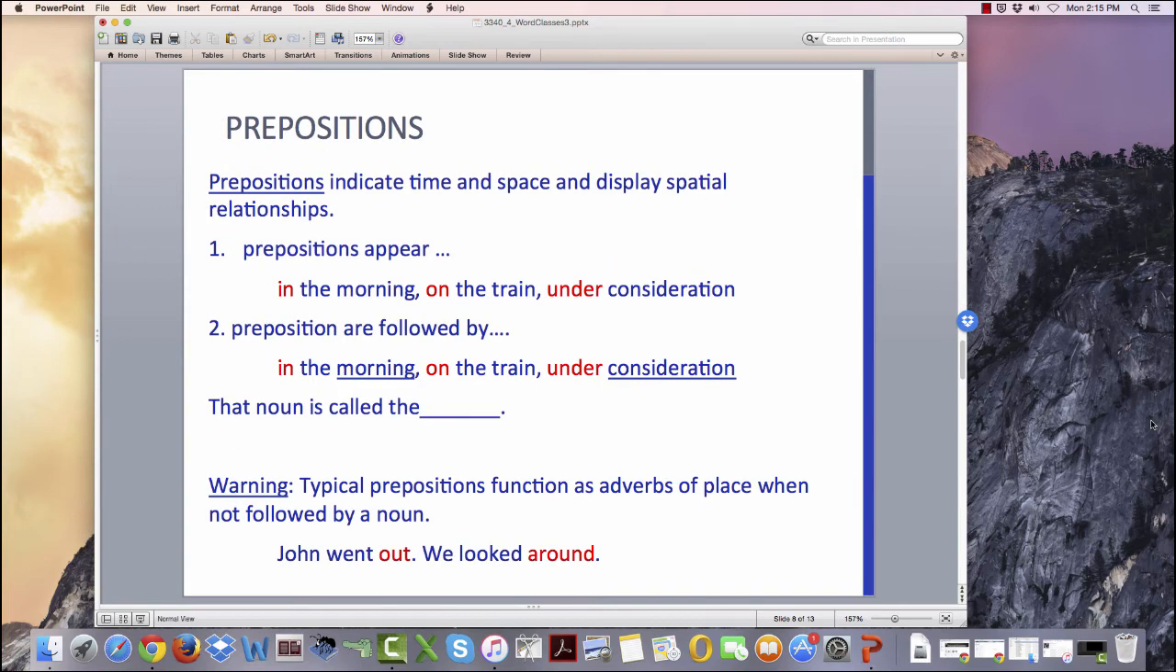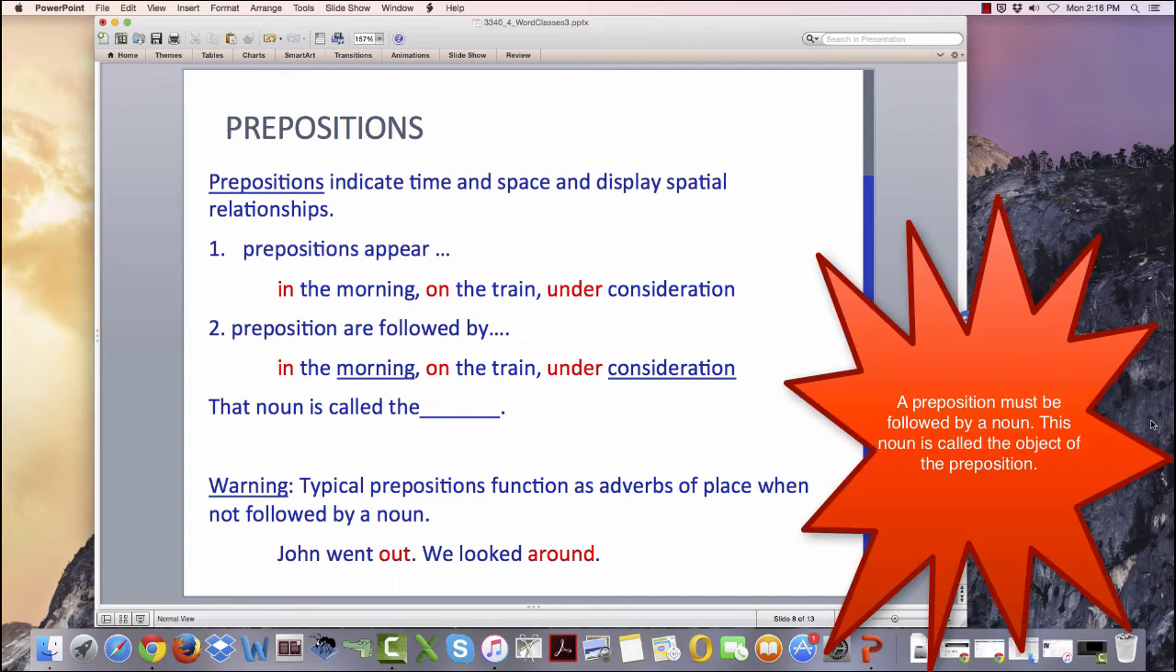So let's talk about prepositions. Prepositions indicate time and space and display spatial relationships. We see prepositions occur at the beginning of a prepositional phrase, such as in the morning, on the train, under consideration, in the car, in the classroom, below the apartment. All of those are indicating a space. All of those are followed by a noun, right? So we see in the morning, on the train, under consideration.